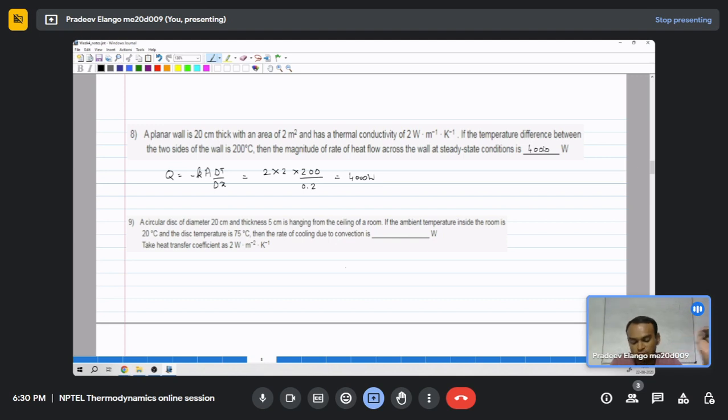A circular disc of diameter 20 centimeter and thickness 5 centimeter is hanging from a ceiling of a room. If the ambient temperature inside the room is 20 degrees Celsius and the disc temperature is 75 degrees Celsius, then the rate of cooling due to convection is dash watts. Take heat transfer coefficient as 2 watt per meter square Kelvin. So heat transfer due to convection is HA delta T.